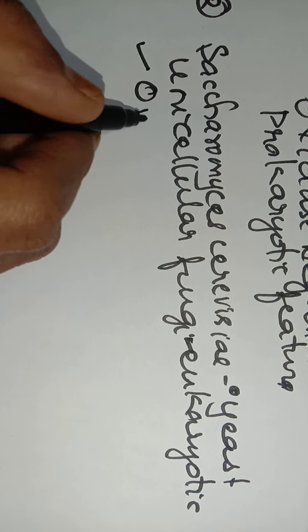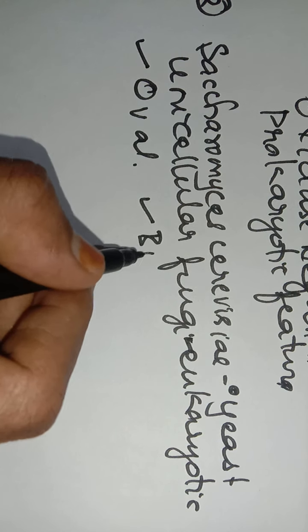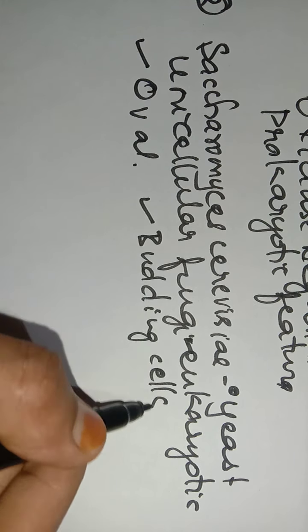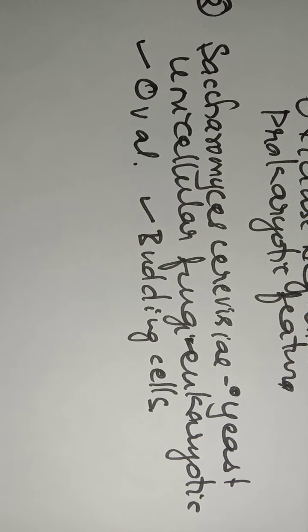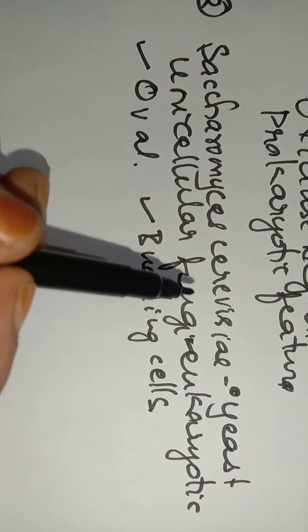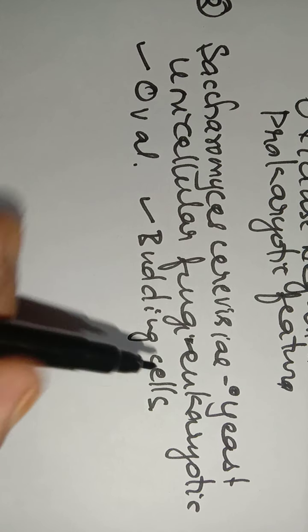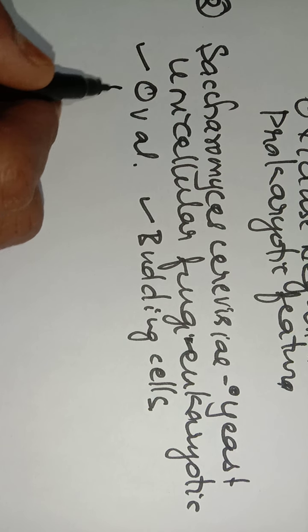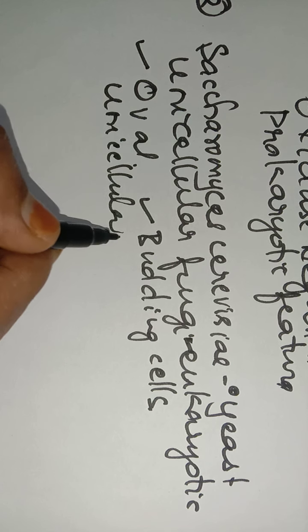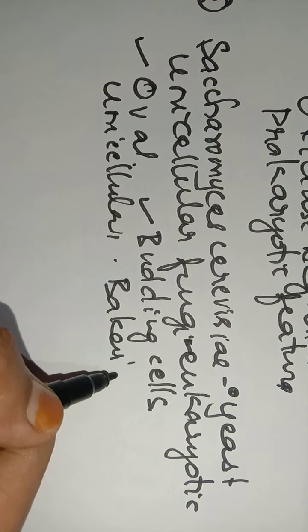You can identify it because of the oval shape, and the second important thing is it is having the budding cells. Because of the budding cells, you are able to identify the Saccharomyces cerevisiae, and because it's a yeast, it is having eukaryotic cellular features. And one more very important thing is it is unicellular in nature.